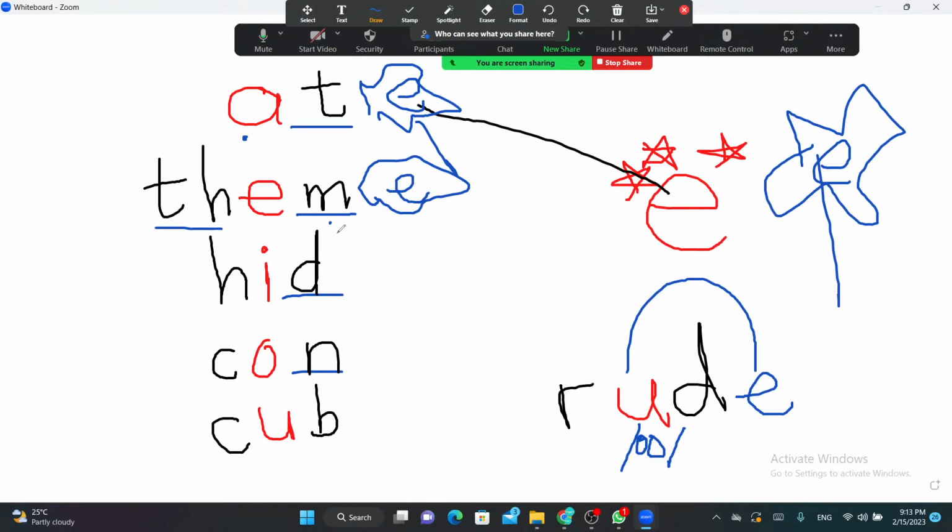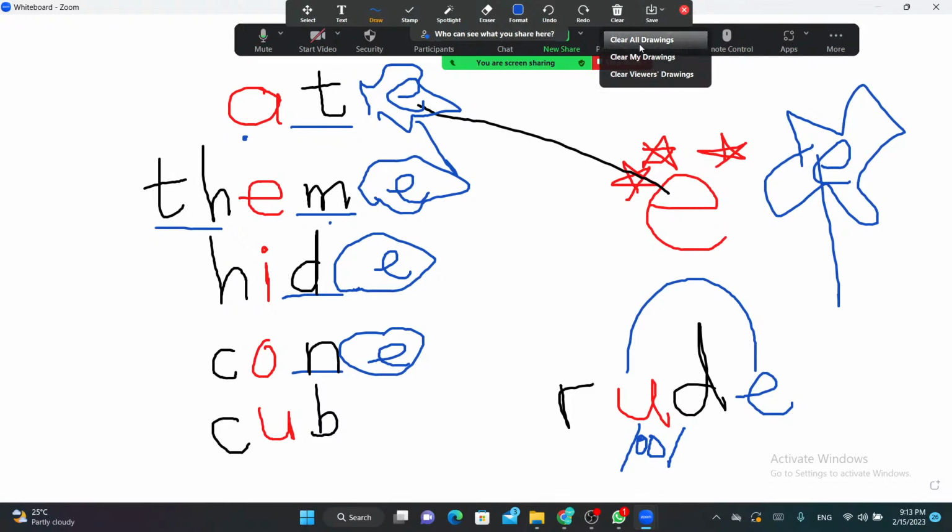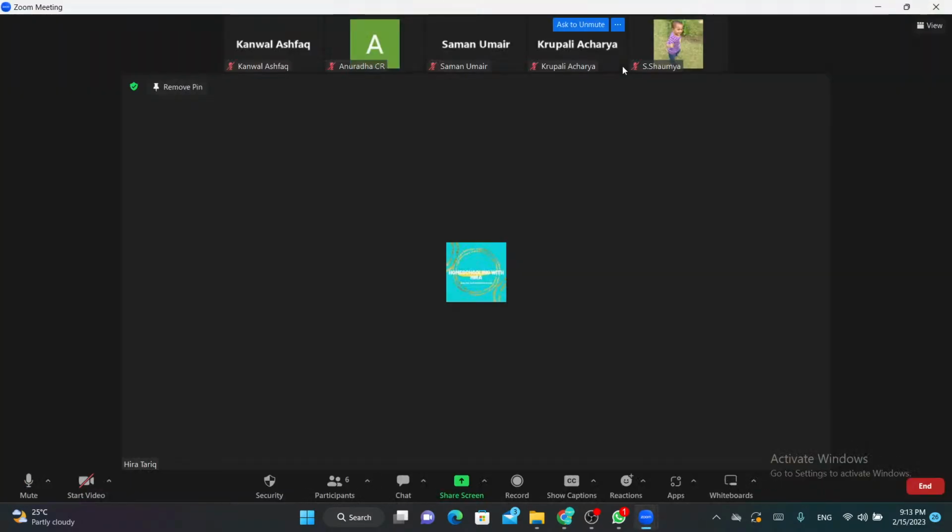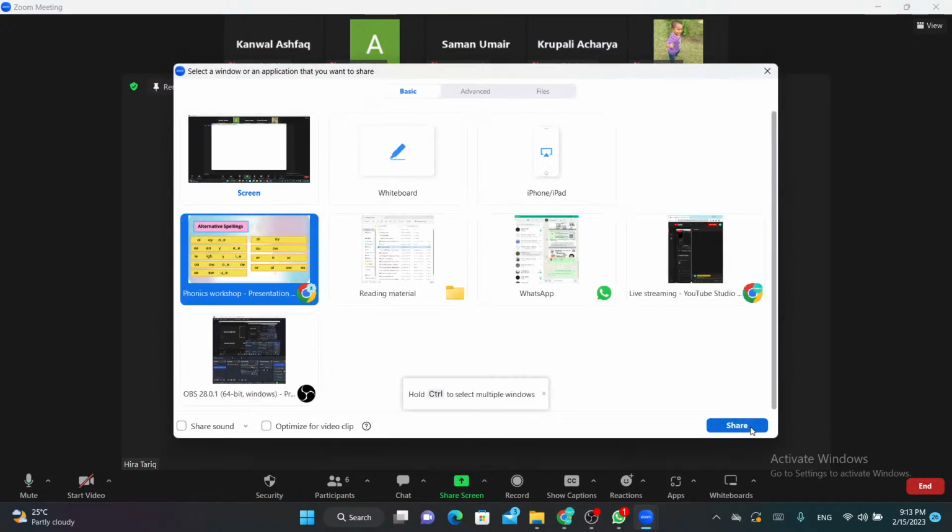Remove it, it will be them. Keep it here, it will be hide. Remove it, it will be hid. Keep it here, it will be cone. Remove it, so it will be con. So this is how you can just shift it and tell children how the pronunciation, how the words are changing just because of a magical letter, that is the magic E. Right? So this was about the magic E pattern.